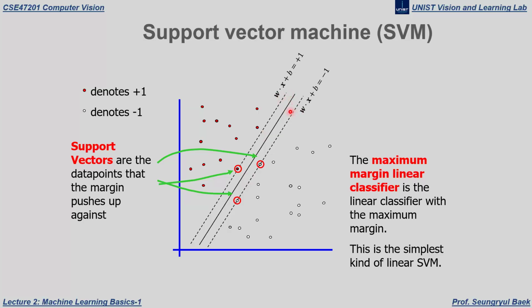They define margin as the distance between these two straight lines. So Wx plus b is equal to 1, and Wx plus b is equal to -1. Those are the two straight lines. We calculate the distance between these two straight lines and define it as the margin. And in support vector machine, we try to maximize those margins.